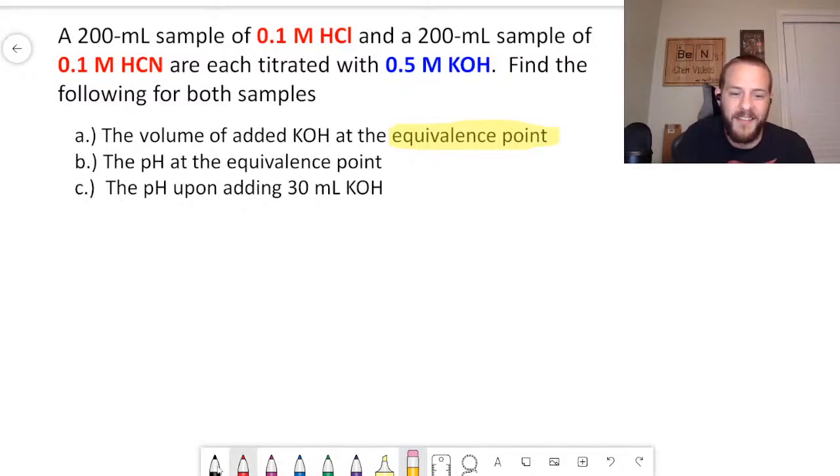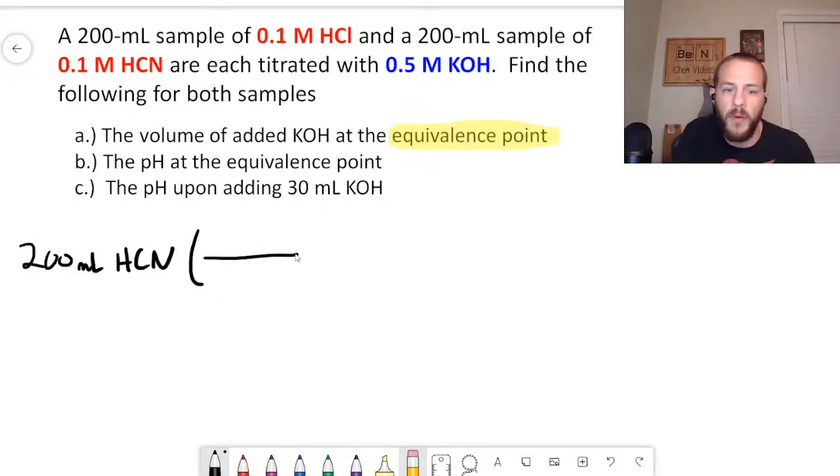Okay. Repetition is the key to success, right? So there's no harm in doing it again. If we have 200 milliliters of HCN, we're trying to convert that to moles. Well, we need to convert it into liters first, because that's what's compatible with the molarity, moles per liter. So we have milliliters down here, we have liters up there.